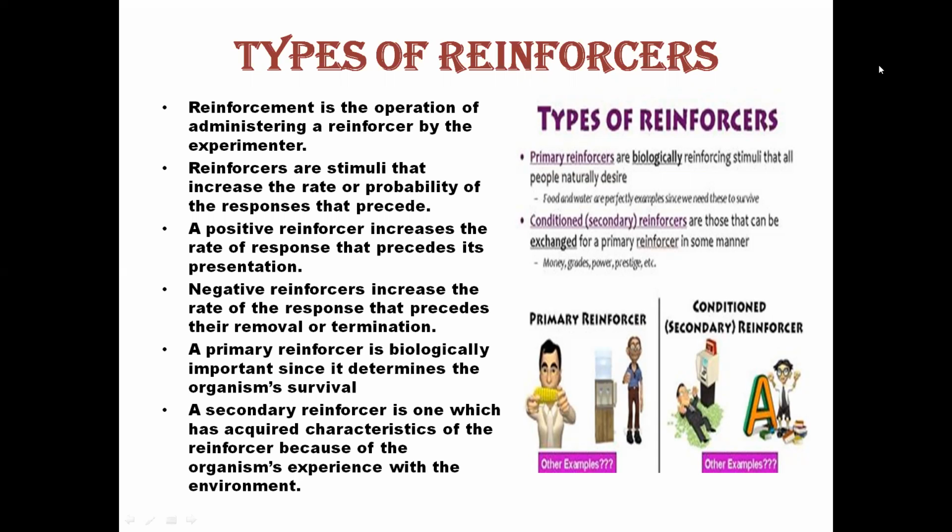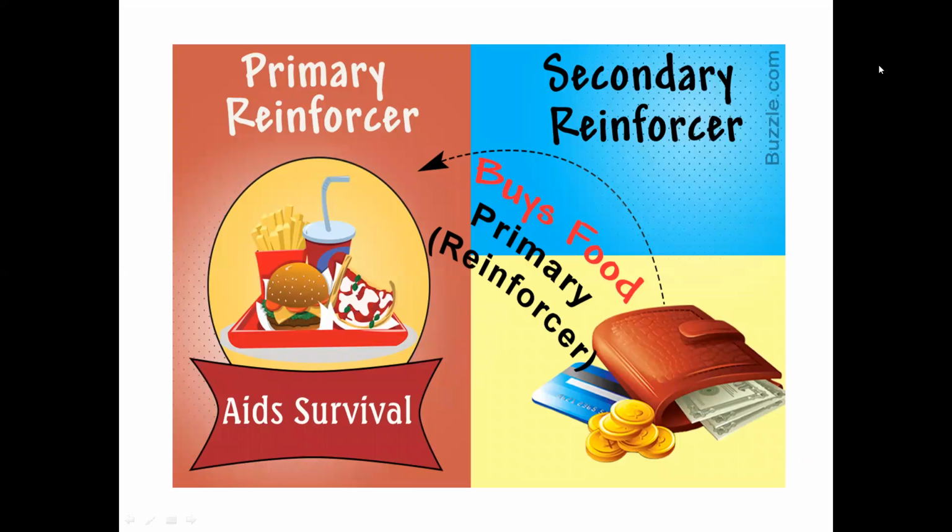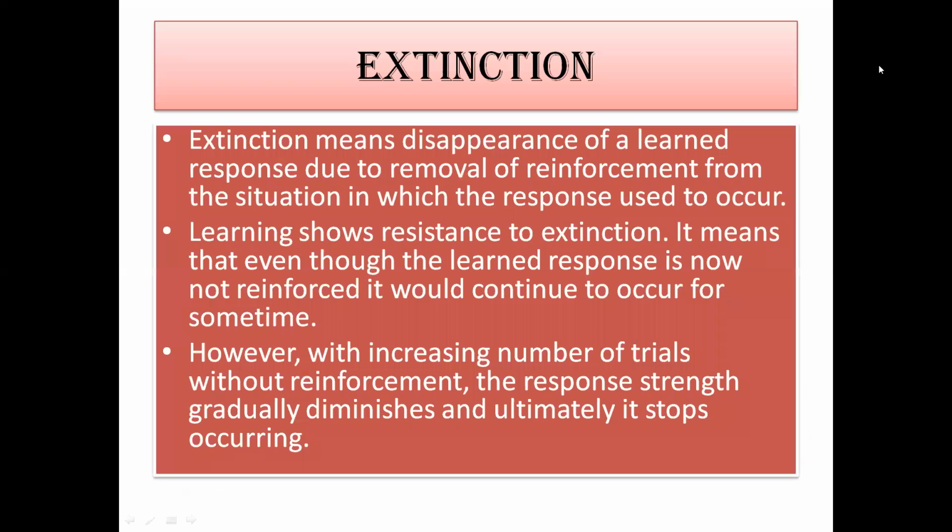Now, let us take the next learning process, which is known as extinction. In this slide, you can see the examples of primary and secondary reinforcer. Now let us take up what is meant by extinction. Extinction means the disappearance of a learned response because of removal of reinforcement from the situation where the response occurs.